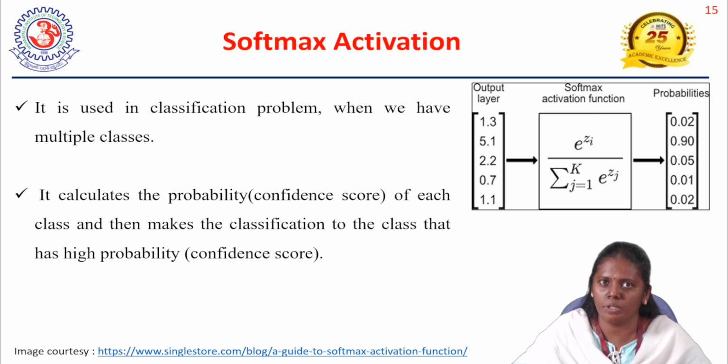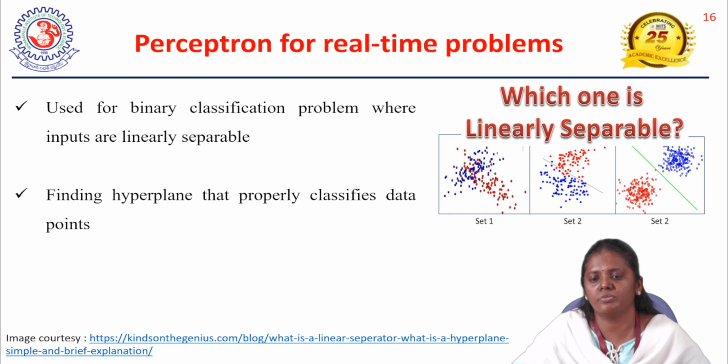Both the ReLU activation function and the softmax activation function are the most commonly used activation functions for many of the real-time problems we have. So, perceptron for the real-time problems: it is used for the binary classification problem where inputs are linearly separable. You can see from the picture which one is linearly separable.